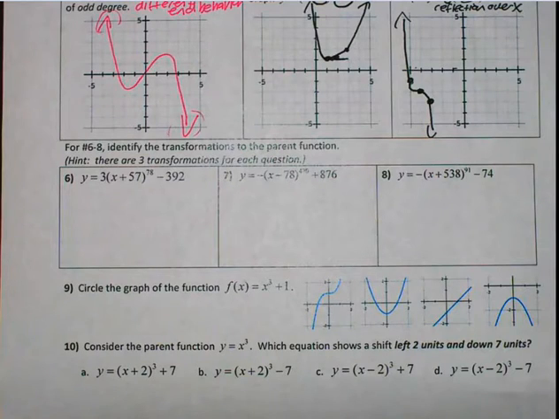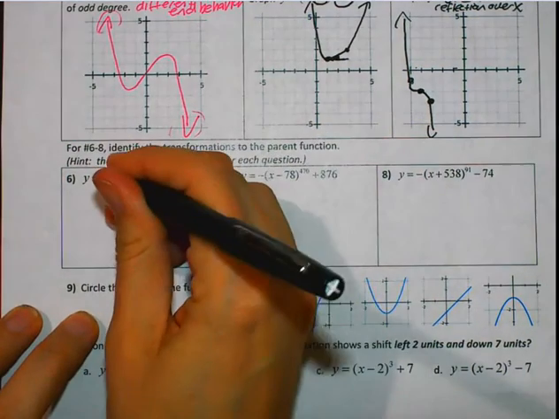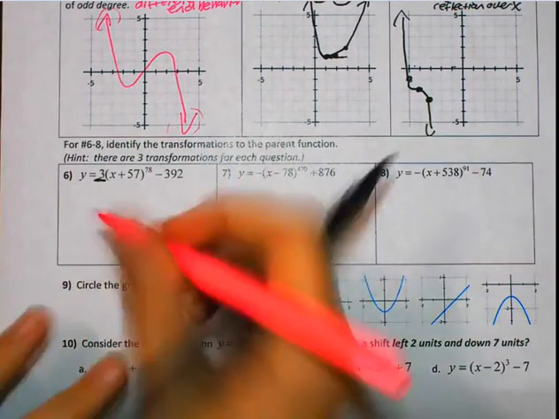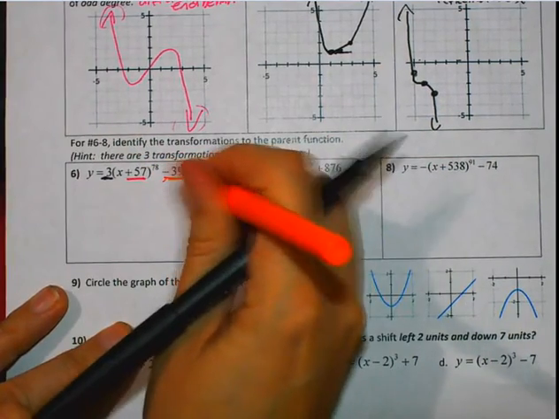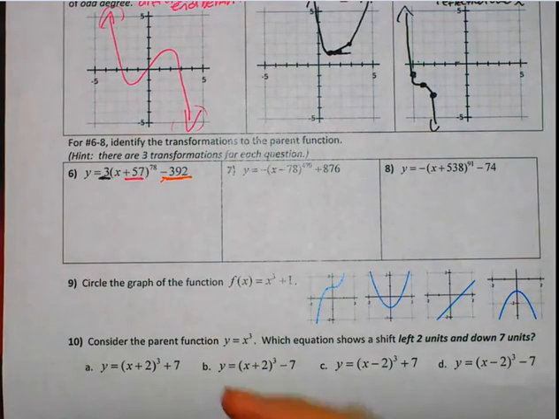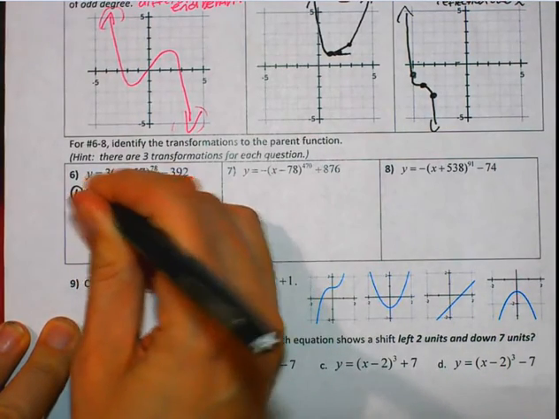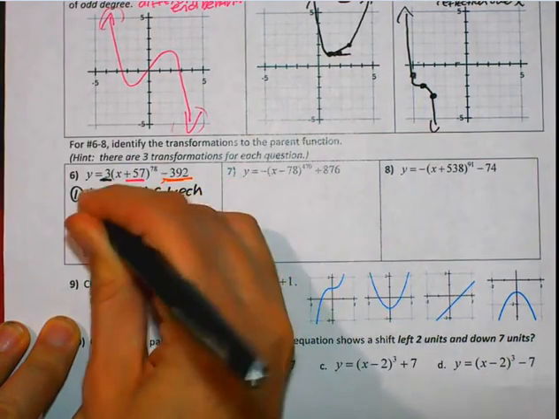Okay, so the next one says identify the transformation. There are 3 transformations for each question. So very similar to what we were doing up there. So 3 transformations. I'm going to do each with a different color. I have a transformation here, I have one here, and then I also have one here. So those are my 3. Okay, so the 3 in front means a vertical stretch by a factor of 3.